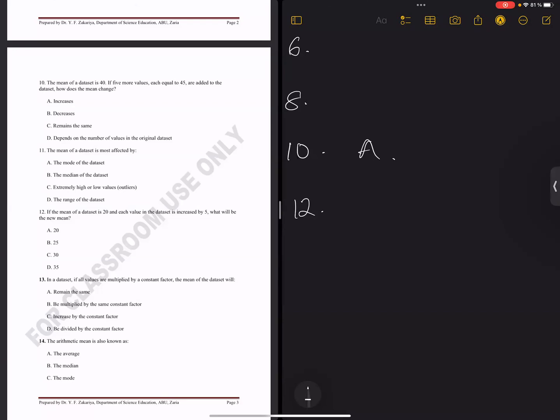Because you just add 5 to the mean. Remember, the 5 is added to the values in the data set, not the mean. The original mean is 20, and it is increased by 5. That means all the numbers, each of the values, had 5 added to it. The 5 was added to the values, not the mean.